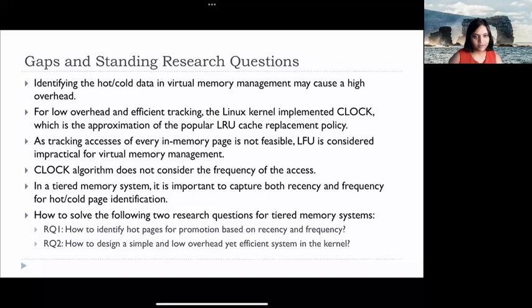In a tiered memory system, it is important to capture both recency and frequency for hot or cold page identification. So the two big standing research questions are: first, how to identify hot pages for promotion based on recency and frequency. Second, how to design a simple and low overhead yet efficient system in the kernel. Do you have answers to these questions?